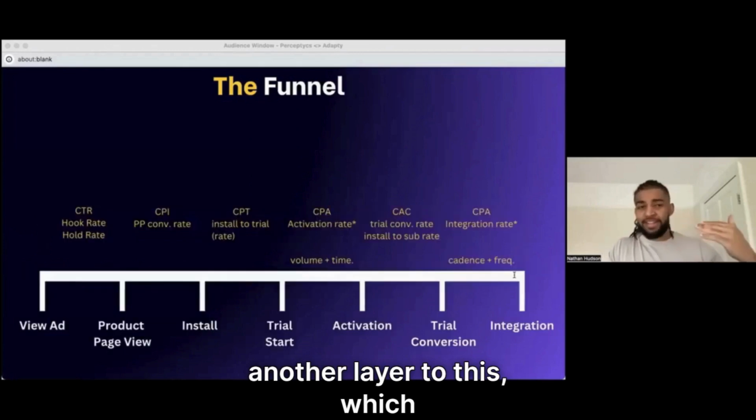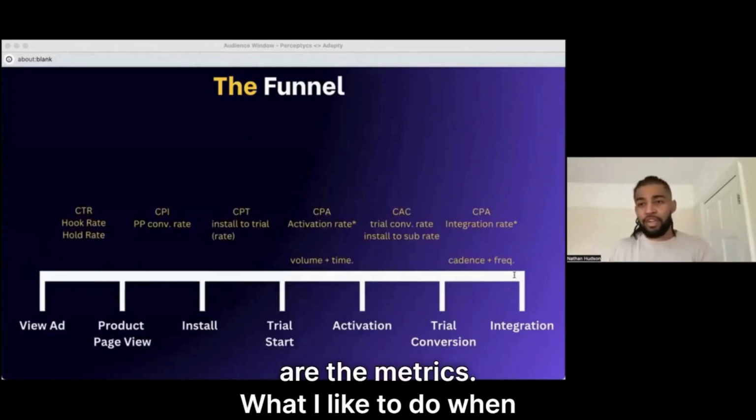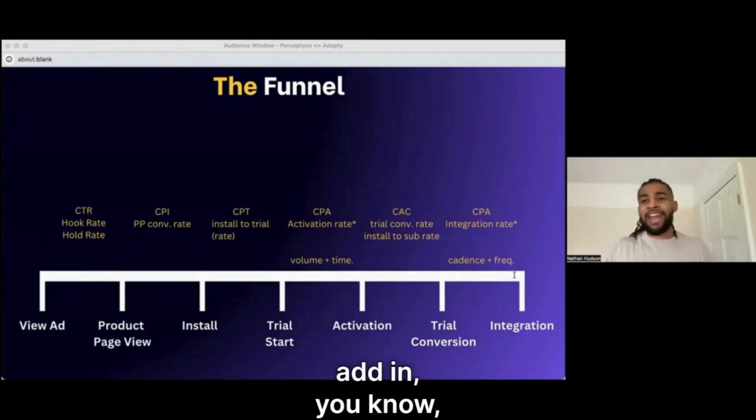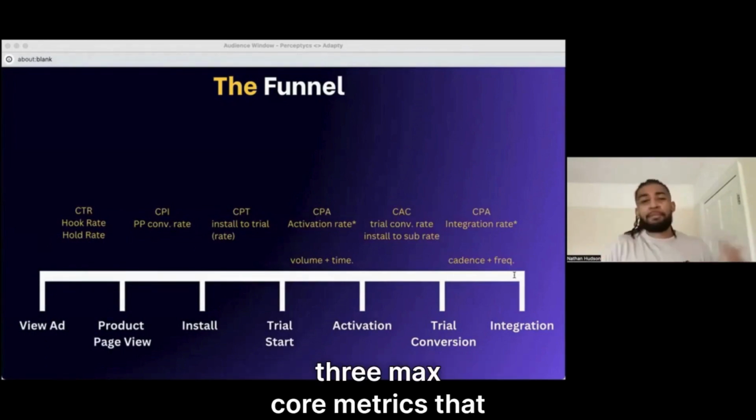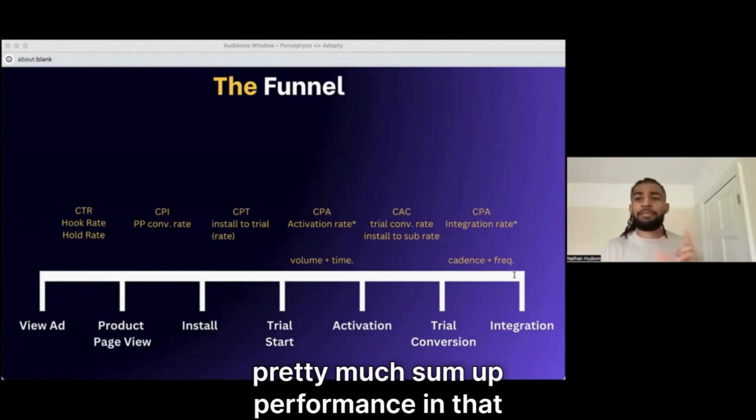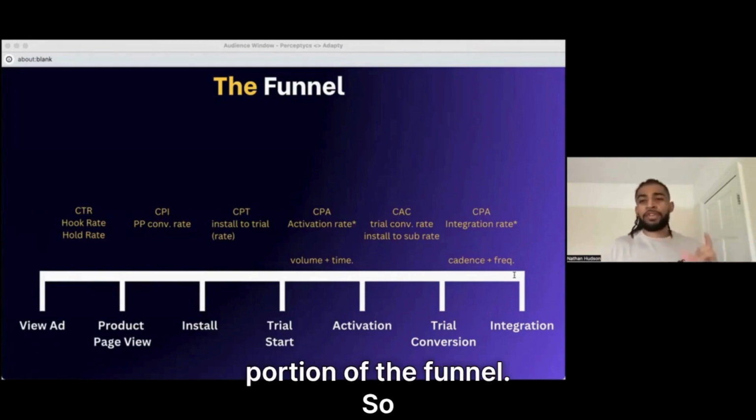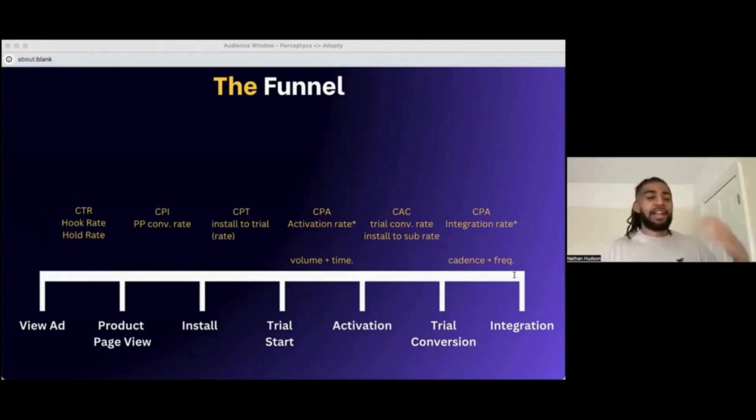Add another layer to this, which are the metrics. What I like to do when mapping out this funnel is add in 3 max core metrics that pretty much sum up performance in that portion of the funnel. So if we're looking at ads, click-through rate, hook rate, hold rate, easy.